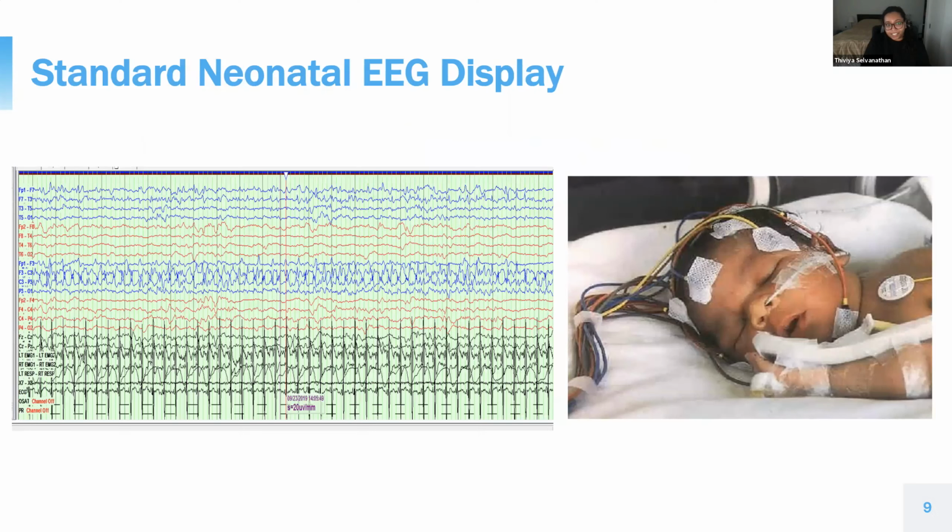This is an example of a standard neonatal EEG display where we have many channels, shown here on the left. The blue represents channels that are coming from the left side of the brain, and the red represents channels recording activity from the right side of the brain. And then we also have some additional channels that we use in babies, such as the EMG electrodes to measure muscle activity. We also have a respiratory channel to monitor breathing during our EEG recording. And then finally, we also have an ECG lead as well.